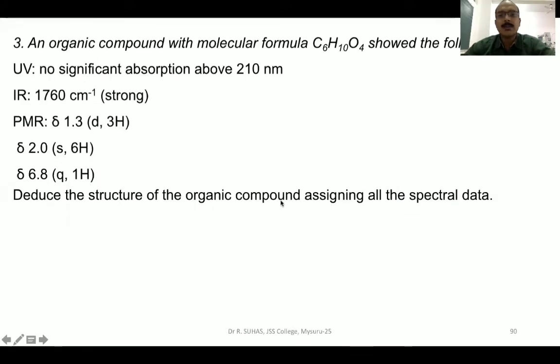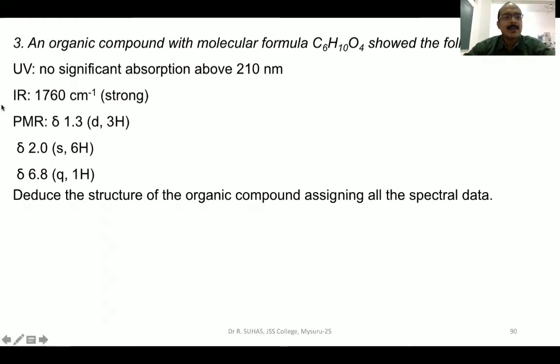We will move to the third problem. An organic compound with molecular formula C6H10O4 showed the following data. UV: no significant absorption above 210 nanometer. It indicates that aromaticity or conjugation is completely absent in this molecule. IR: 1760 cm⁻¹, a very strong value. You have to remember that 1760 cannot be a ketone; maybe ester, or maybe anhydride also.